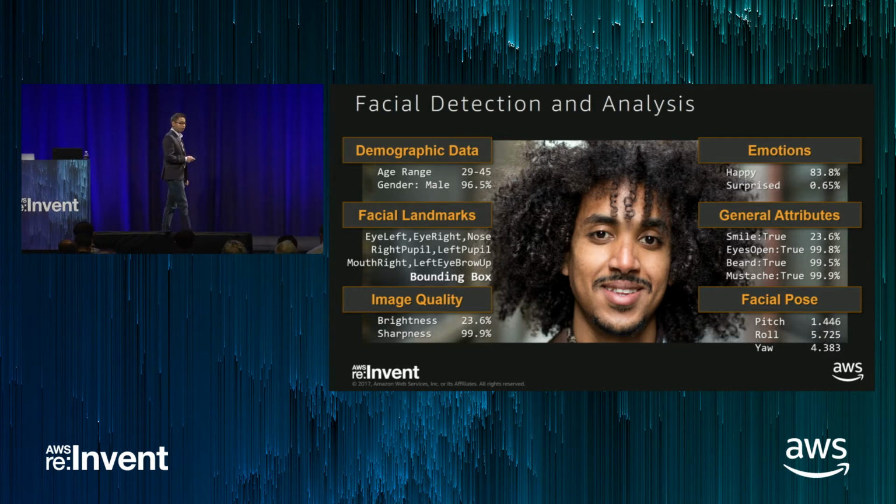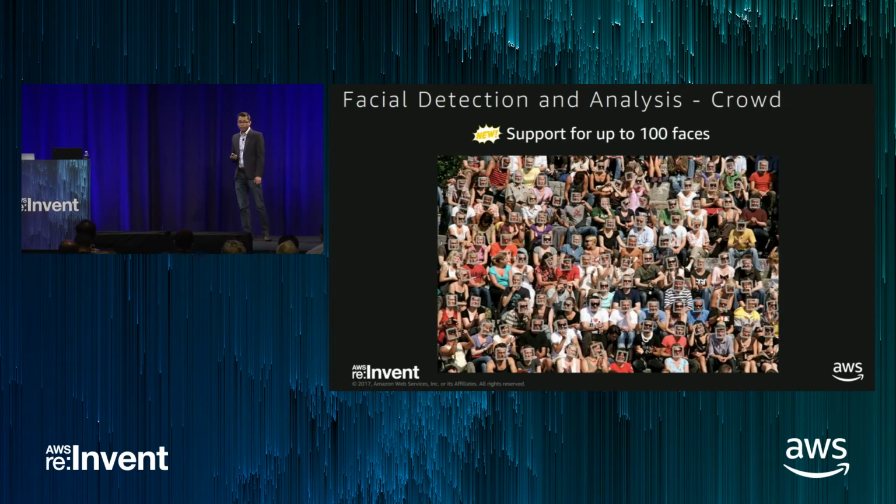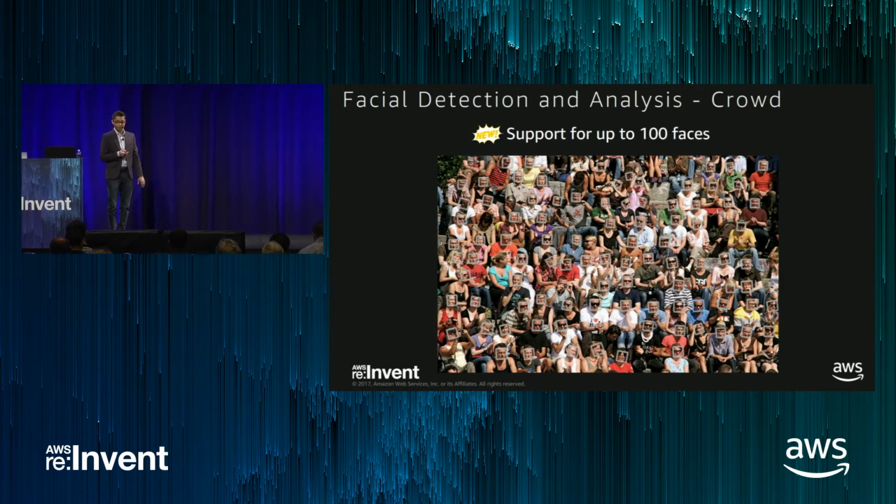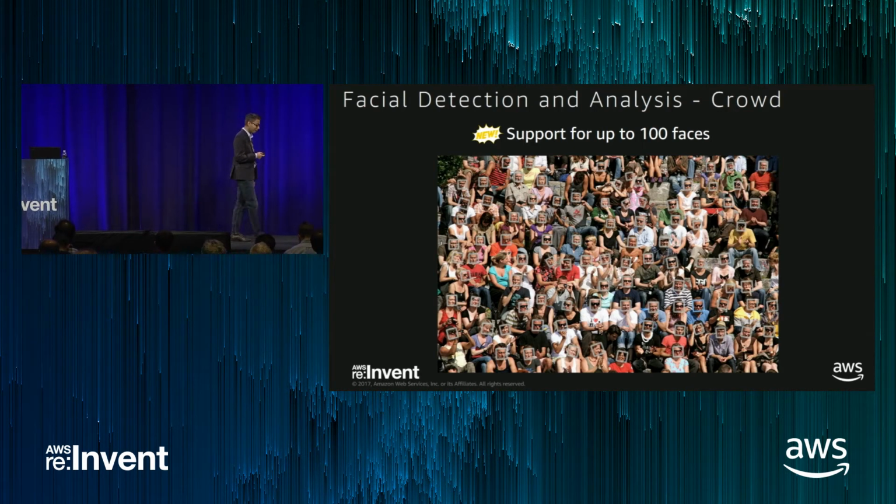So that's facial detection and analysis. As I was mentioning, we had a limit of 15 faces per image. Last week, we announced this new crowd mode, where now you can detect up to 100 faces in the image. This is not very clear, but there are actually bounding boxes around each of the person's faces here. They're in gray, so I apologize for that.